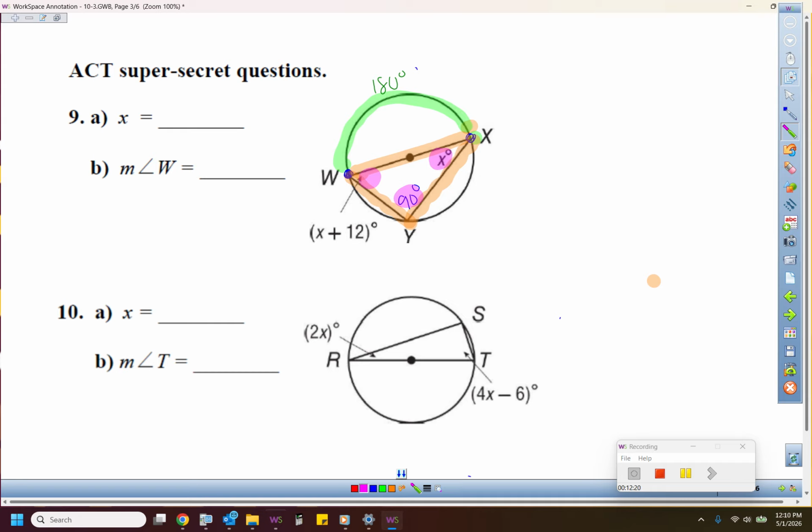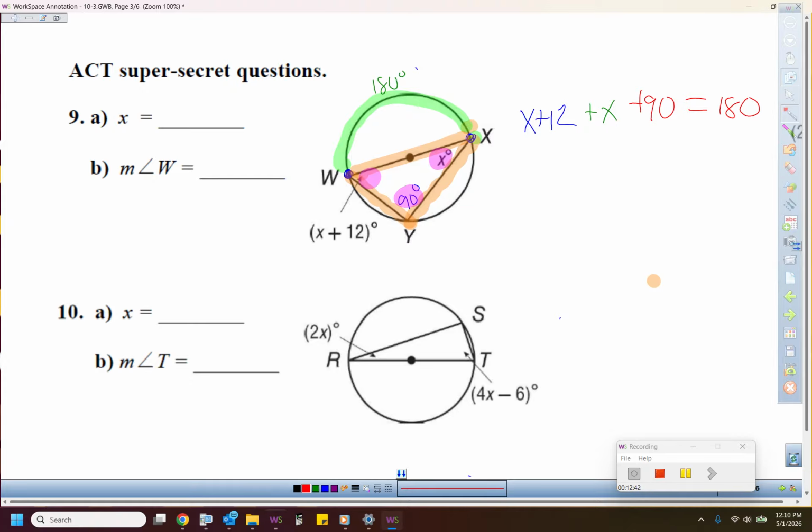How much? 180. This one is 90. This one is X, and even though they snuck it on the outside, isn't that one X plus 12? So I'm going to add them all up. Like X plus 12 plus X plus 90, they all should add up to be 180.